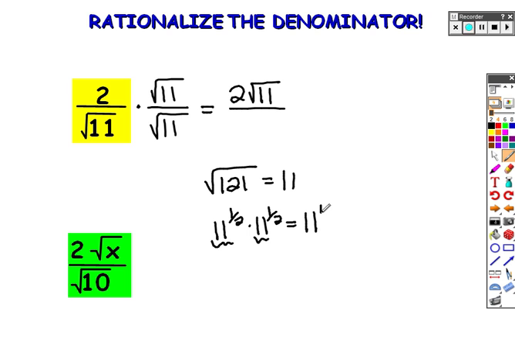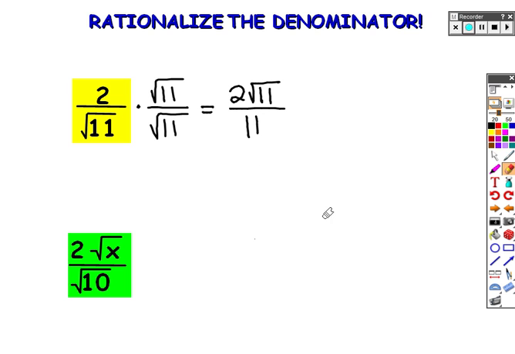So that's really what's going on in the denominator, and the reason that we multiply by the square root of 11. Final answer, this is equivalent to the original, but it's cleaned up because I don't have a square root in the denominator. Perfectly fine to have the square root in the numerator.